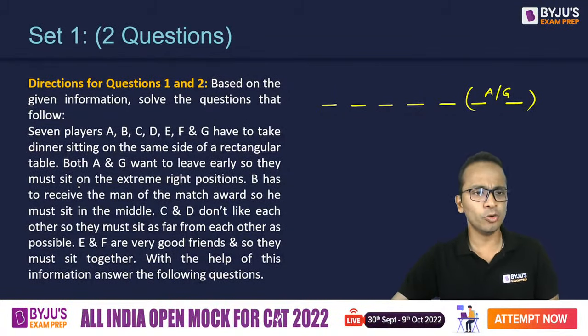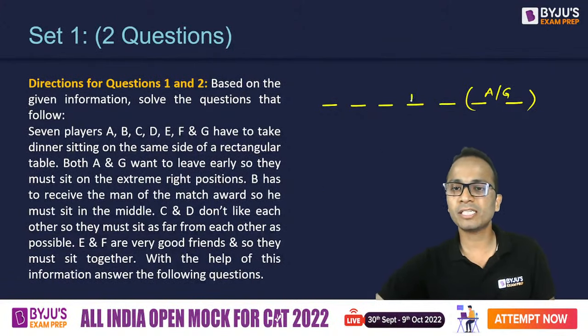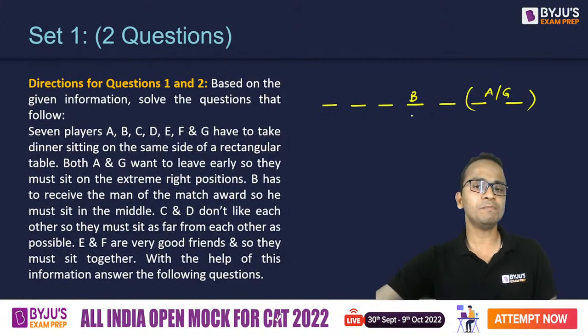Akhil is also done. Good. Now the next condition is B has to receive the man of the match award, so he must sit in the middle. So I'll place B at the 4th chair starting from either end, that is the middle chair.